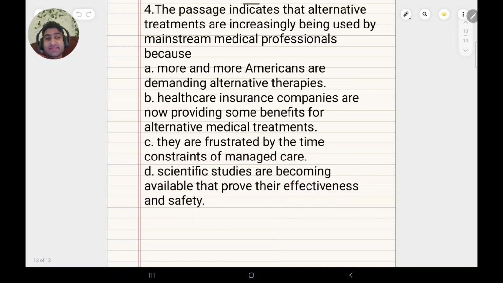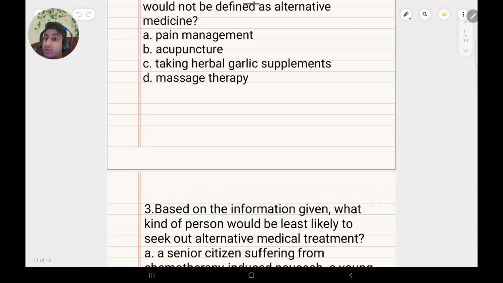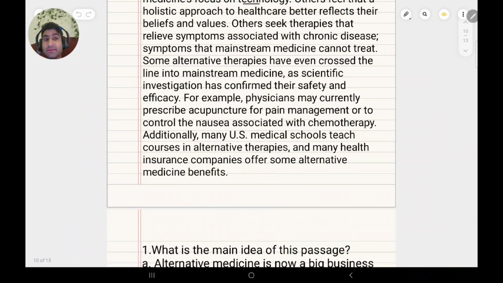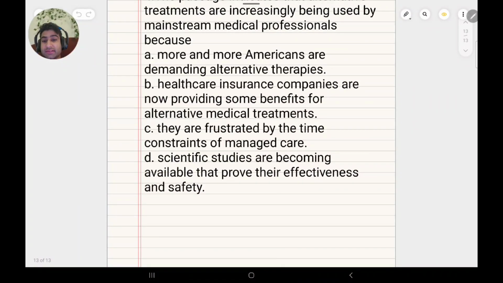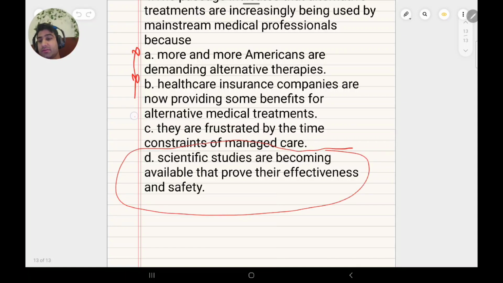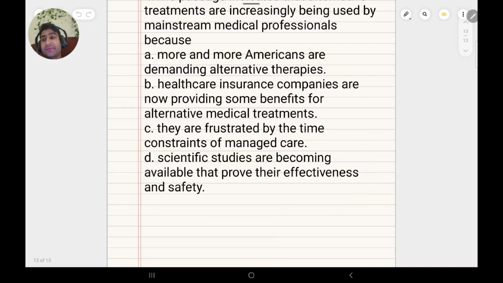Why have the medical professionals started doing it? I'll tell you why. All the points are there, guys. Three points are already a part of it. Three, I can say all, right? So mainstream medicine's scientific investigation has confirmed the safety and efficacy. That's why therapies have crossed the line into the mainstream. This is the answer because this holds the most importance. Yes, this one. Not this, not this, and not this. So this is the answer. So guys, this is how you're going to perform the questions.